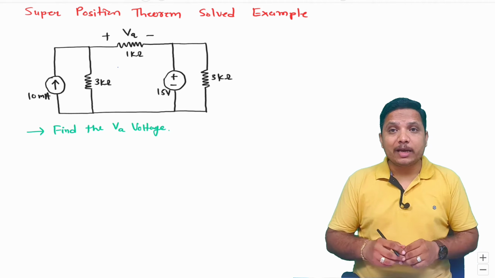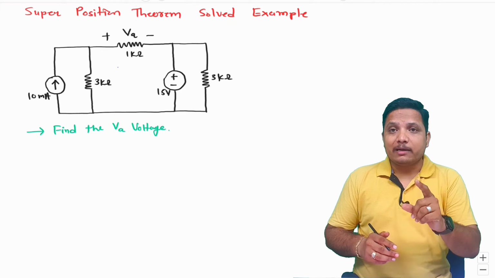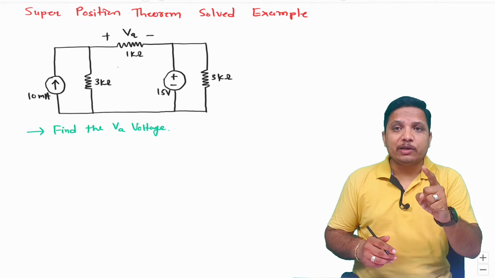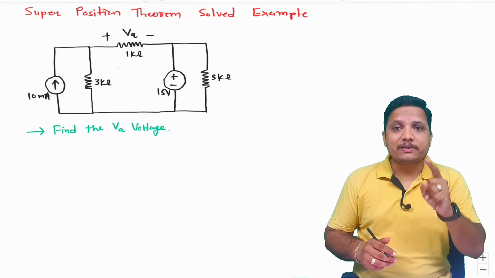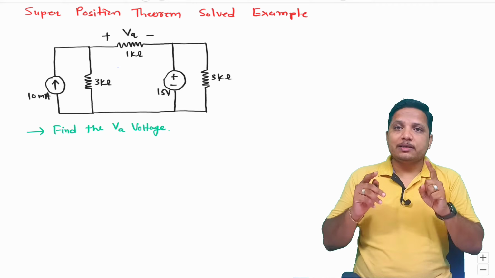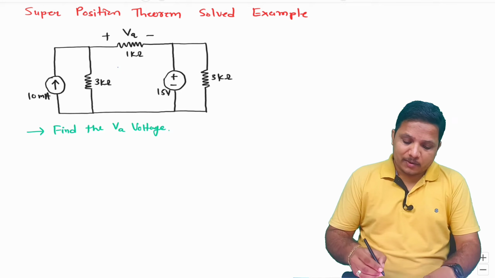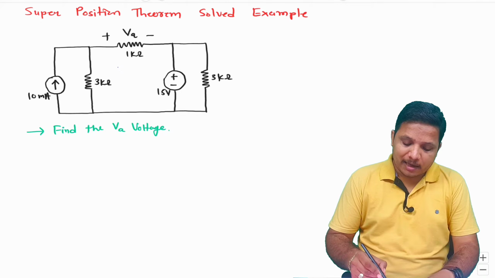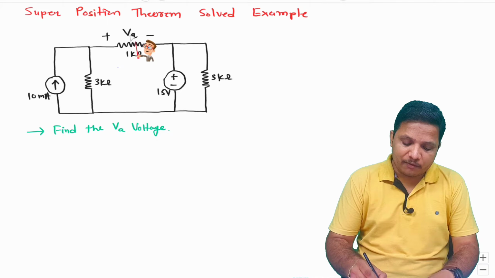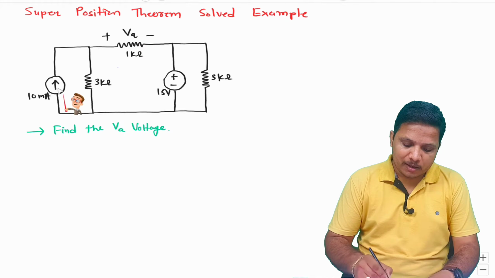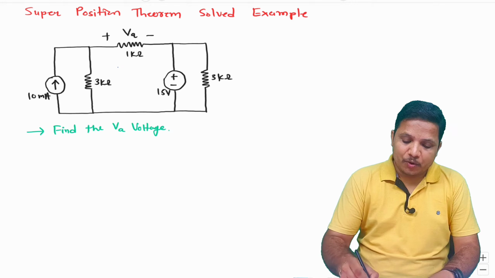But how to remove that? To remove that, you will have to short circuit the voltage source and open circuit the current source. This is the basic process that you will have to follow, right? So first I'll solve for the value of VA due to this current source. Let me show you how to do this.